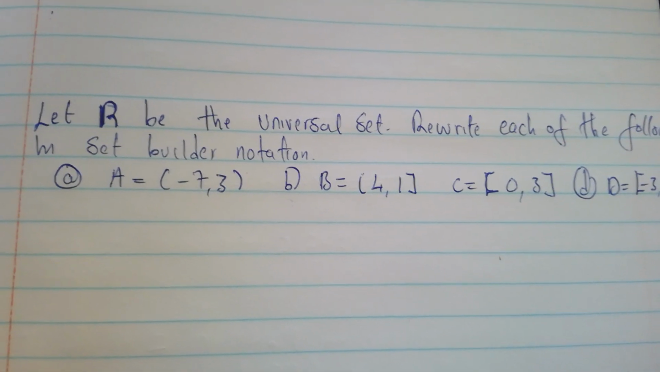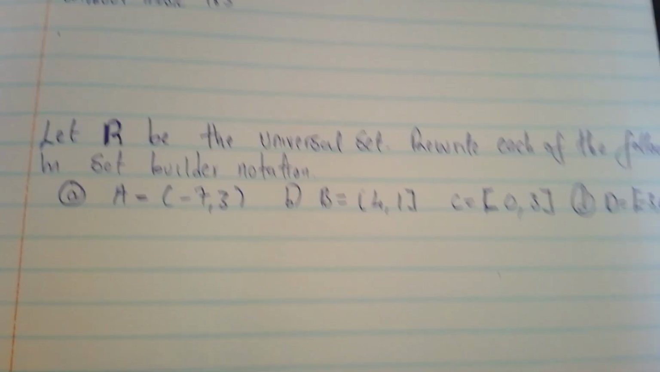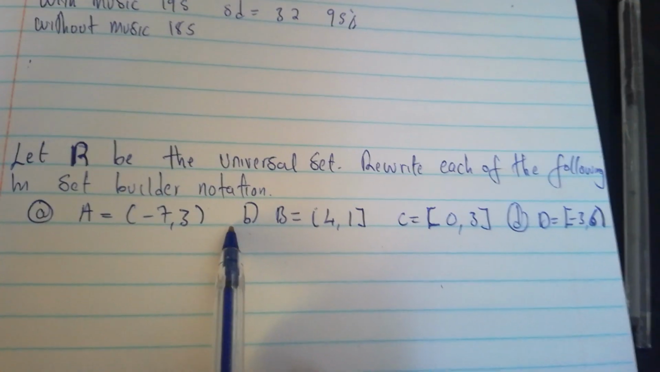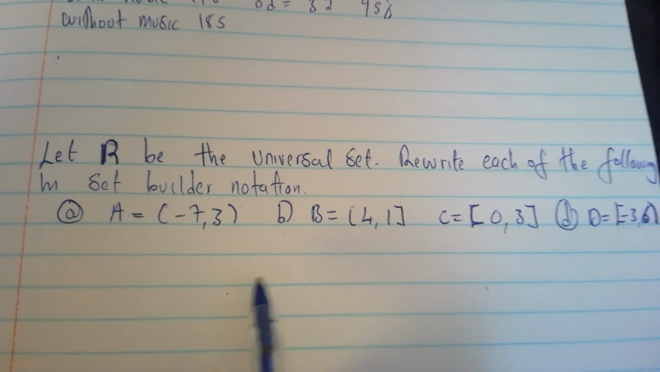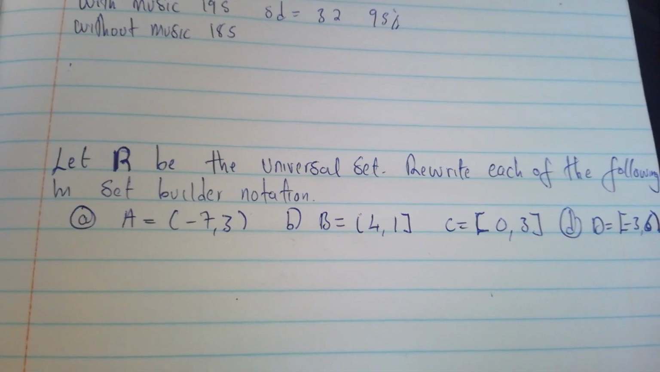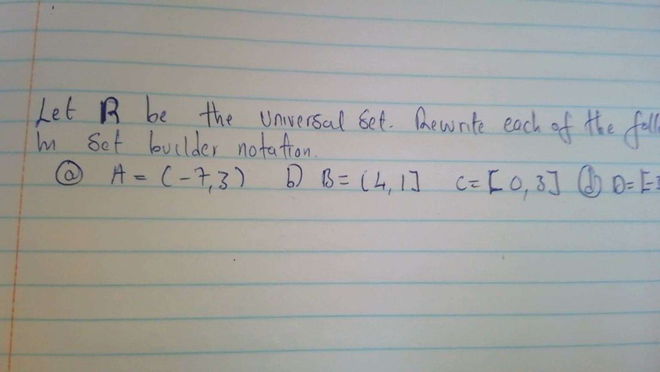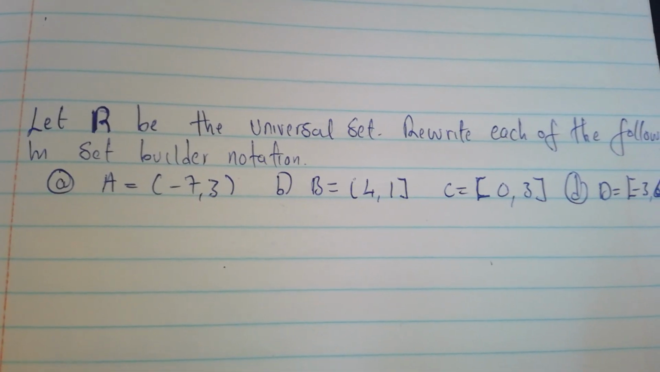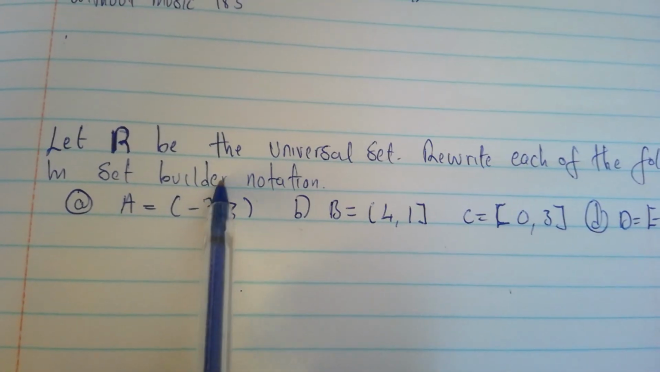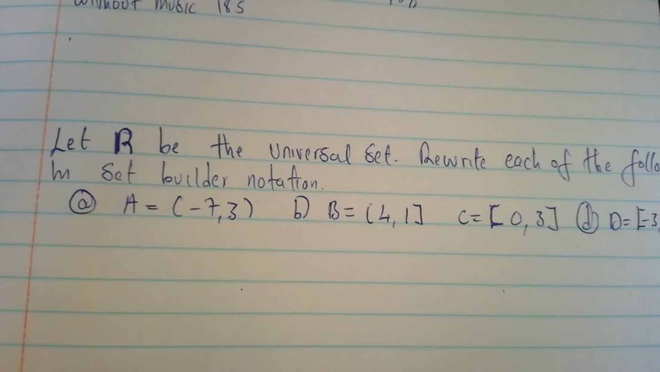There isn't any problem. So we want to come up with a set builder notation. We've been given some sets. We've got like 4 questions, and this is how they've been defined. It's a short video because there isn't a lot to talk about. These are direct things, and let's go ahead and solve. So the first one we've been given is (-7, 3).